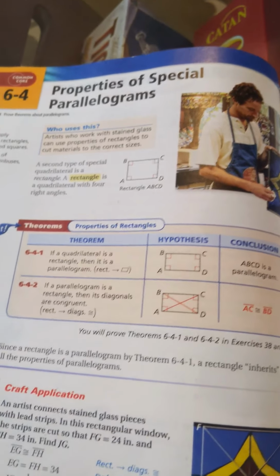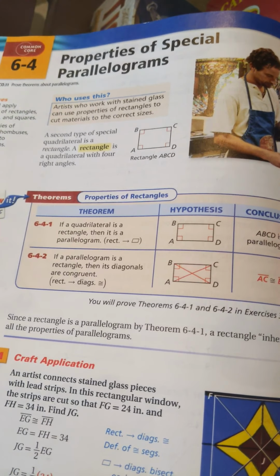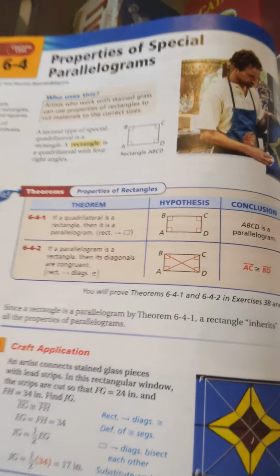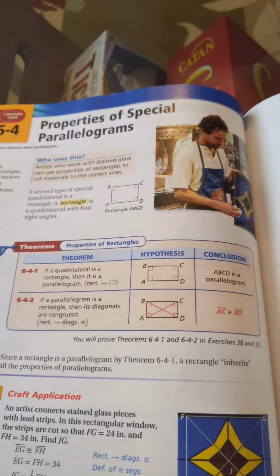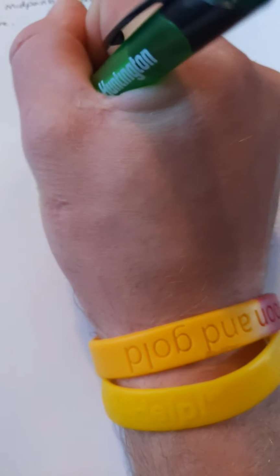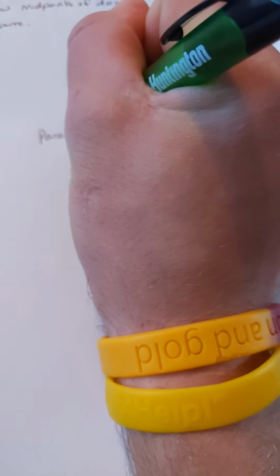All right, looking at section 6.4 and 6.5 in our geometry textbook. A quick little walkthrough here. We talk about properties of special parallelograms. So we have a parallelogram, and if you look back at your hierarchy, there's three that branch off.